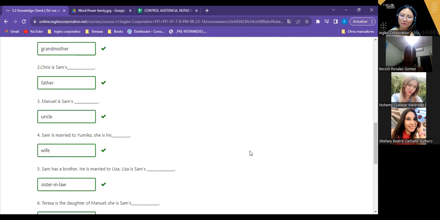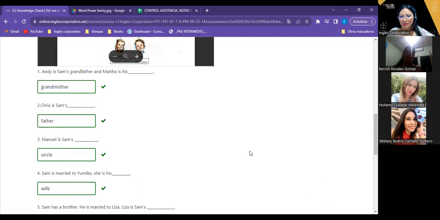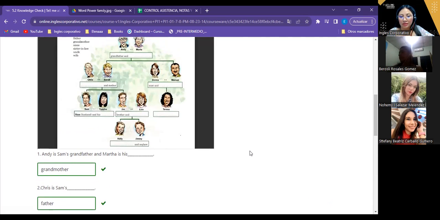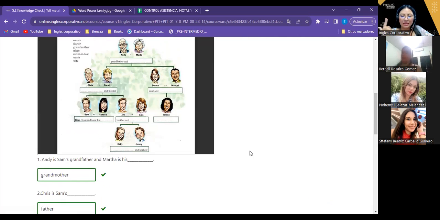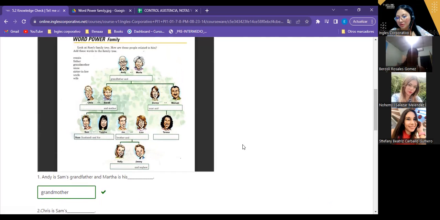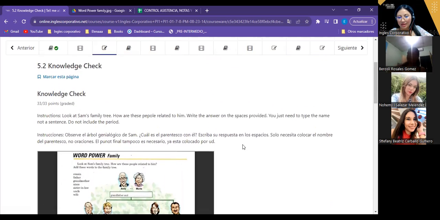Si se fijan, es una forma diferente de practicar el vocabulary. I need to take a look at the family tree, think about the possible answers that we have here, and then use the vocabulary. Por eso era importante repasarlo ayer.